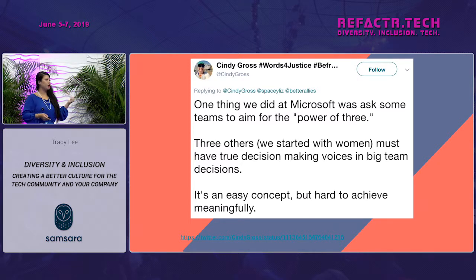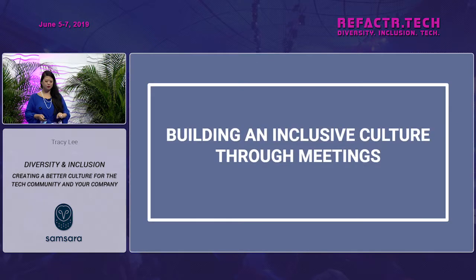Cindy gave an example for Microsoft. She said that one thing we did at Microsoft was ask some teams to aim for the power of three. Three others must have true decision-making voices in big team decisions. I mean, that is really cool, right? And it's hard to do, but it's a start.